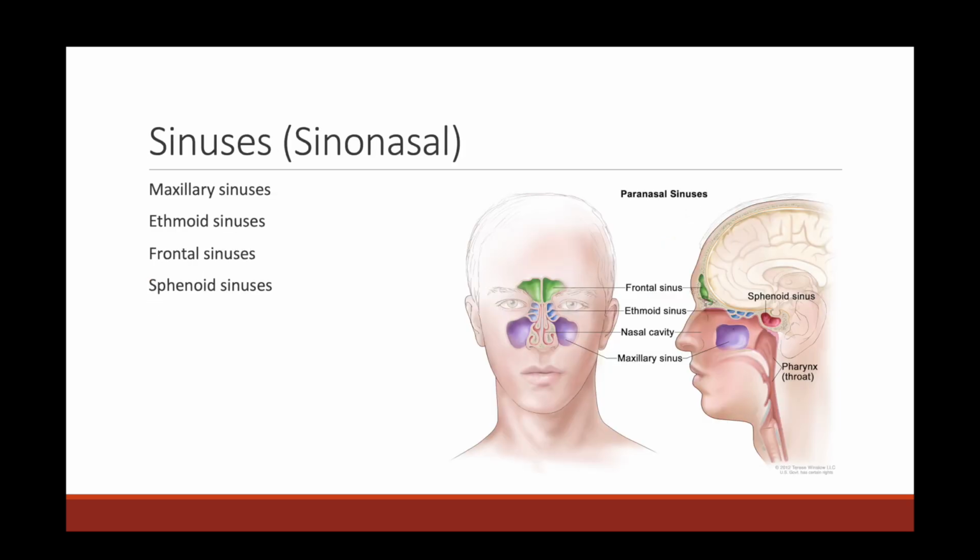The other component of sinonasal tumor anatomy is the sinuses. And we have 4 sinuses: the maxillary, ethmoid, frontal, and sphenoid sinuses. And I think they're pretty straightforward because the names of these sinuses are kind of closely tied to the names of the bones that they're associated with. So you have your maxillary, ethmoid, frontal, and sphenoid sinuses. The maxillary sinus is the largest, and so that is actually where the majority of sinonasal cancers will originate.